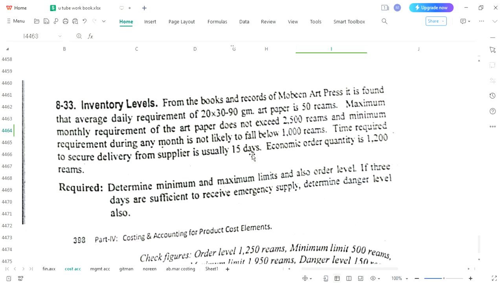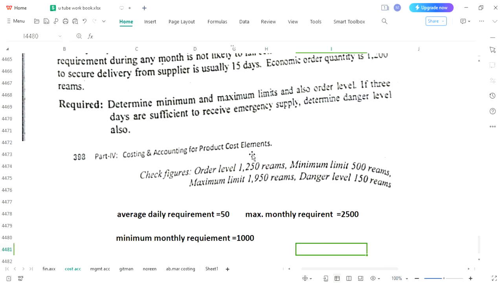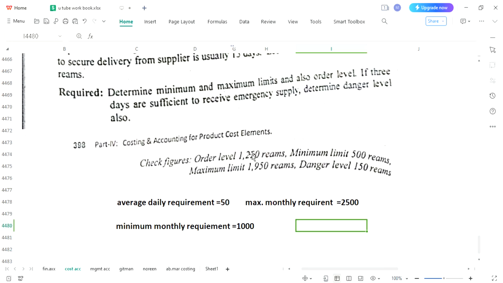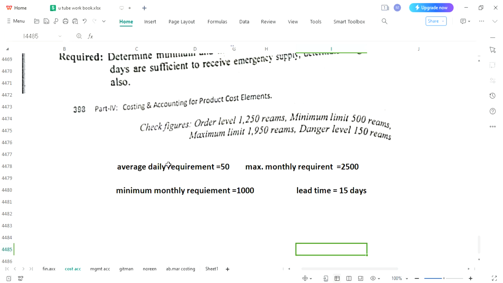So another mishap is time or lead time. We will directly write lead time is 15 days. So here our trouble is we have average in days, maximum requirement in months, minimum requirement in months, but lead time is in days. So obviously these are not matched.